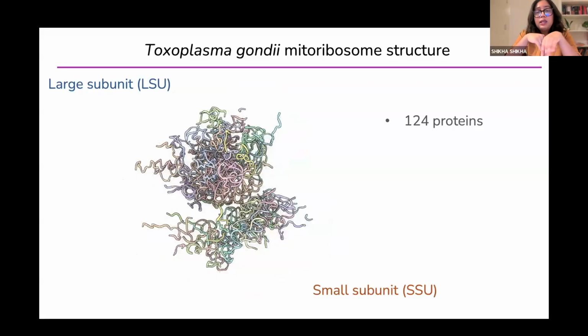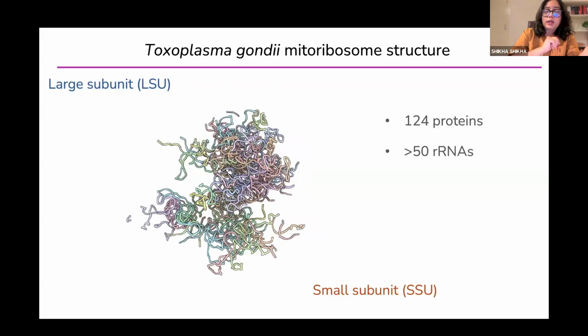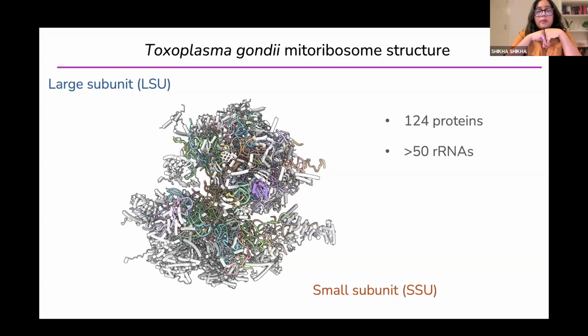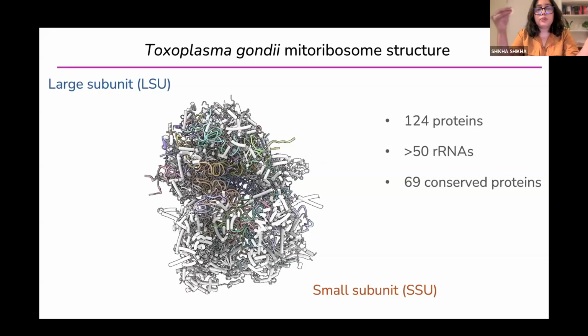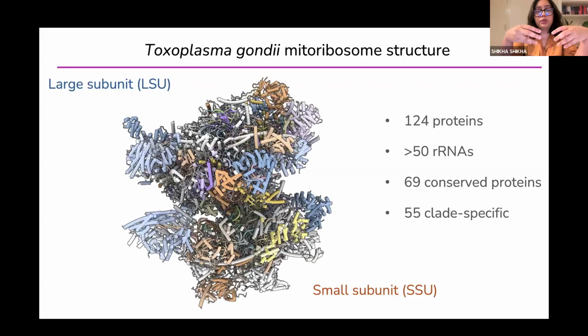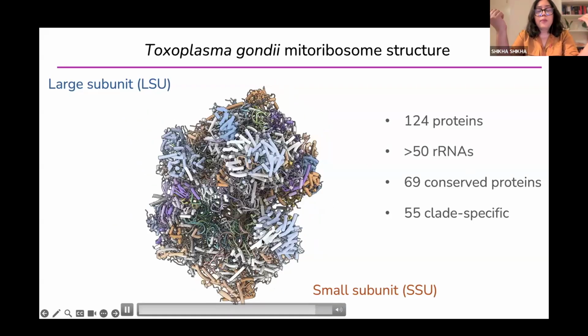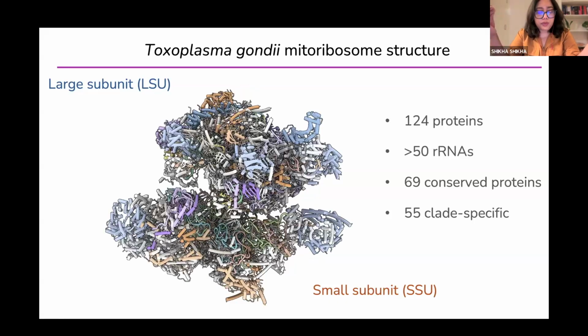and more incredibly, a massive 53 rRNA fragments, so more than what we knew before. And these RNA fragments are, of course, overlaid with the known conserved mitoribosomal proteins. And then we found 55 clade-specific proteins, shown here in color. And these are overlaid on top of the conserved mitoribosomal proteins, indicating that these proteins have been acquired and fixed throughout the parasite evolution in the mitoribosome.